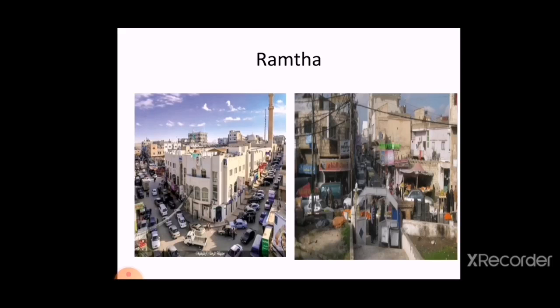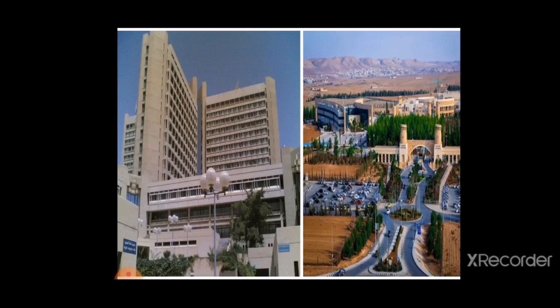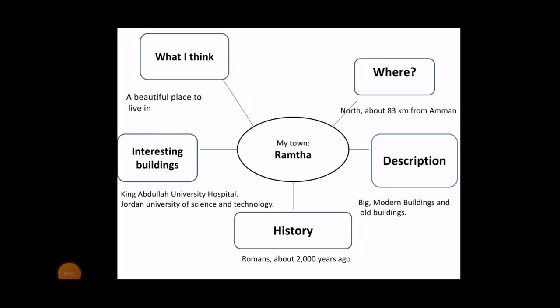Ramtha is a big city and it has new buildings and old buildings, as you can see in these pictures. In the first picture you can see new buildings and in the second picture you can see the old buildings. What about the interesting places or buildings? Yes, there are some interesting buildings in Ramtha, such as the King Abdullah University Hospital and the Jordan University of Science and Technology. I did research about Ramtha and answered the 5 questions.